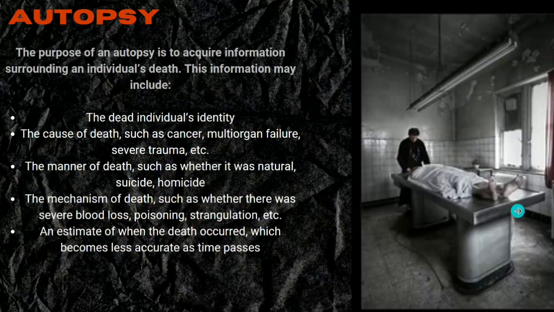Autopsy. The purpose of an autopsy is to acquire information surrounding an individual's death. This information may include the dead individual's identity, the cause of death, such as cancer, multi-organ failure, severe trauma, the manner of death, such as whether it was natural, suicide, or homicide, the mechanism of death, such as whether there was severe blood loss, poisoning, strangulation, and an estimate of when the death occurred, which becomes less accurate as time passes.